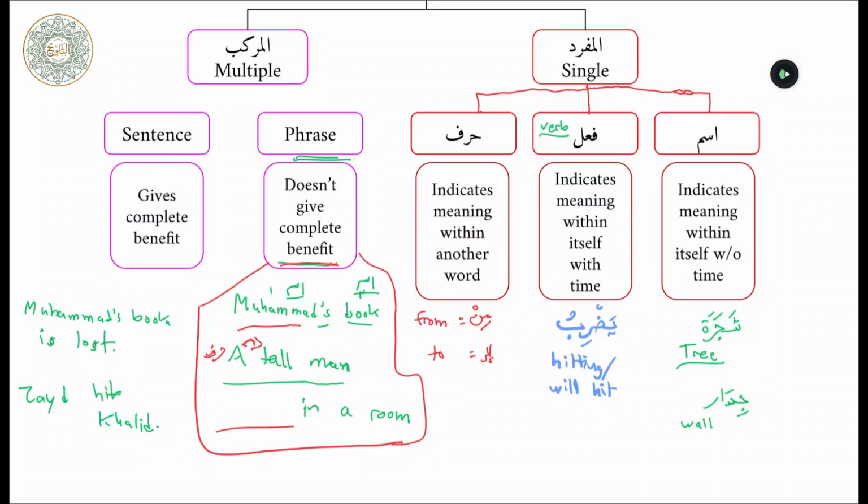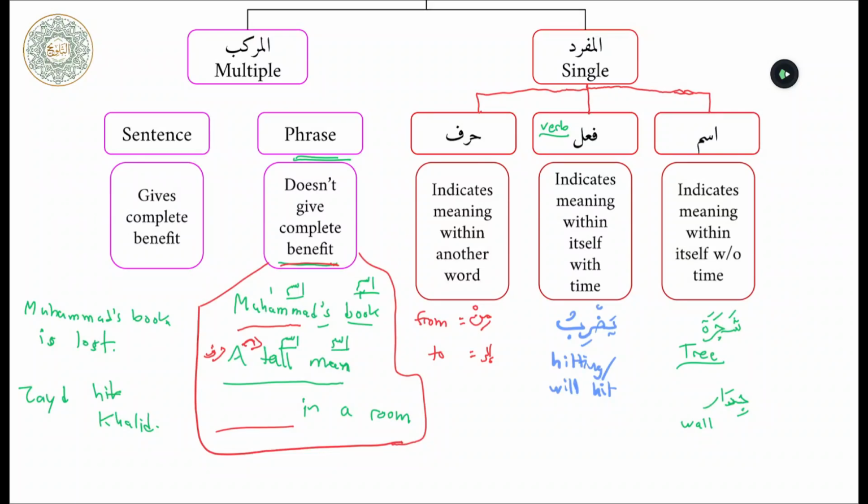And hence, tall is an ism. Man. Does man indicate a meaning within itself or within something else? It indicates a meaning within itself. Whenever you hear man, you think of a human being. Is it attached to a tense? No. Man does not indicate present, past, or future tense. And therefore, man is also an ism.